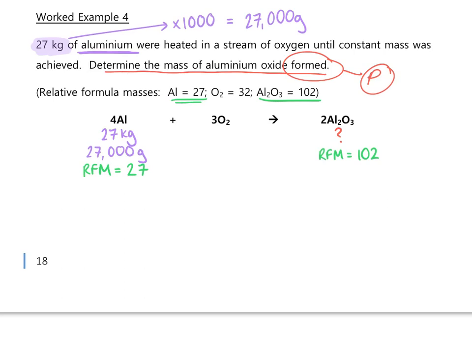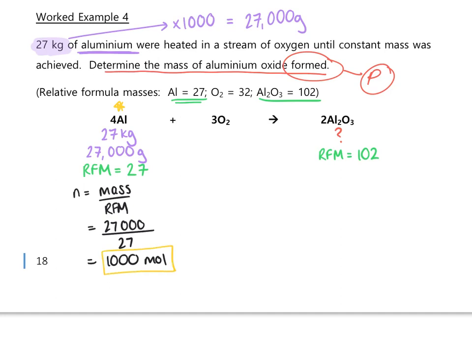Next step is step number 3. Start with what you know, and that is I know the mass of aluminium, so I start there and I convert that to moles. I convert that by using the equation n equals mass over RFM. The mass is 27,000 and the RFM is 27. So 27,000 divided by 27 is 1,000 moles. So that's the number that I'm going to be bringing over to my aluminium oxide, 1000 moles.